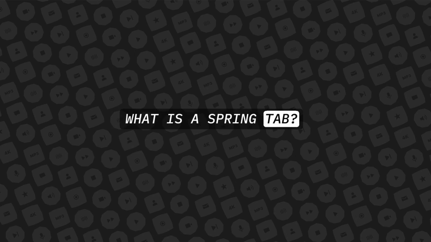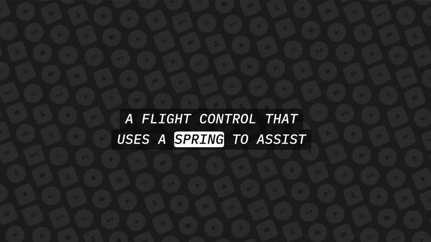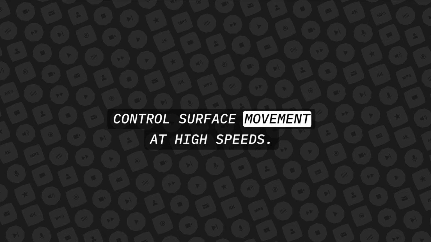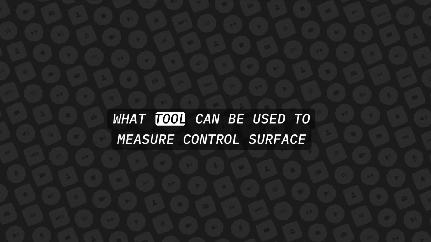What is a spring tab? A flight control that uses a spring to assist control surface movement at high speeds. What tool can be used to measure control surface travel? A protractor.